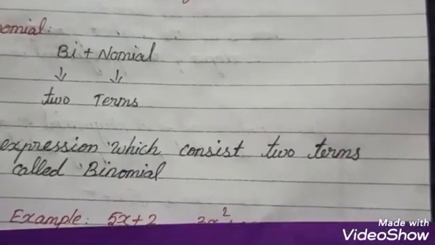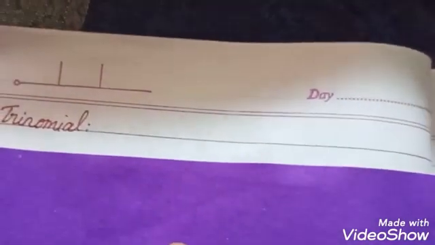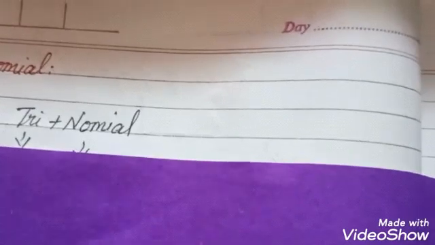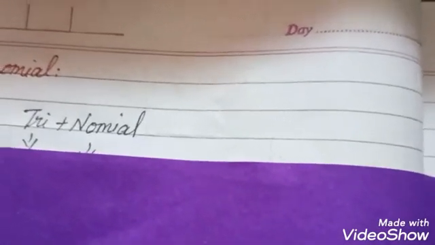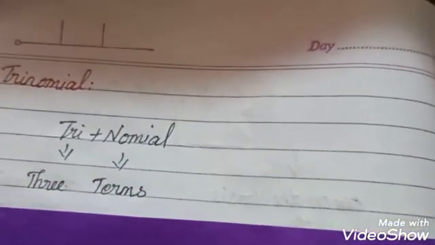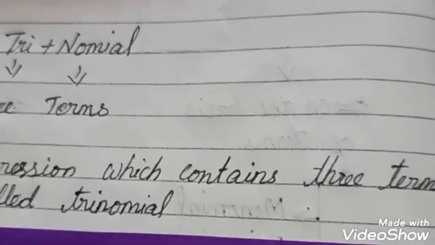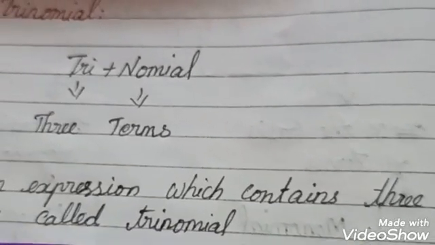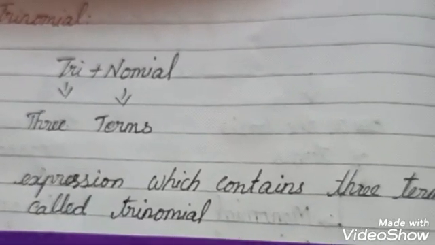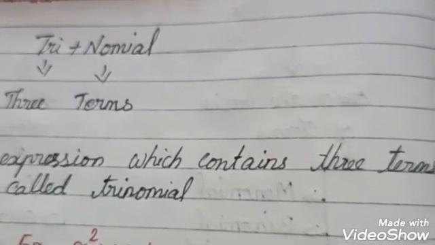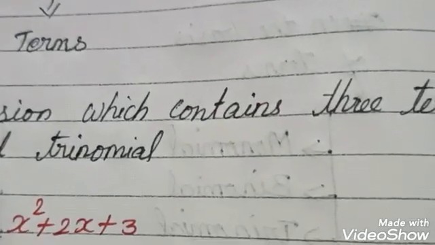Next we move on to trinomial. Trinomial can be split as tri plus nomial. Already you know that nomial means terms, and tri means 3. So clearly, trinomial means 3 terms. An expression which contains 3 terms is called a trinomial. Now I show the example for this: x square plus 2x plus 3.